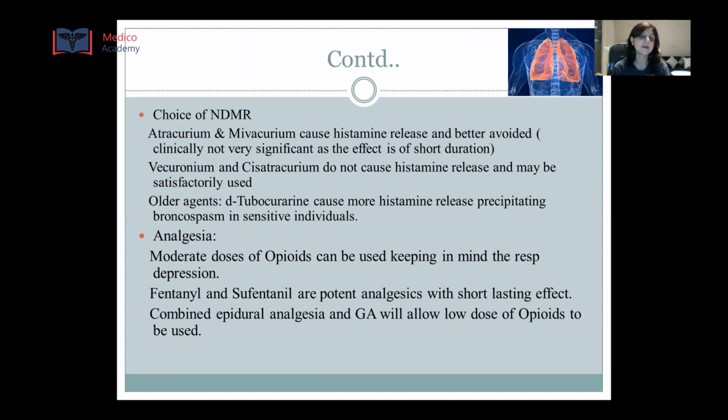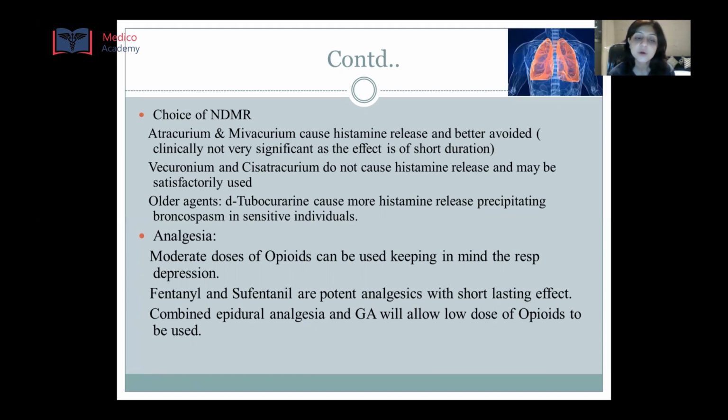Now, choice of NDMR, the non-depolarizing muscle relaxant. We know that atracurium and mivacurium cause histamine release and are better avoided, though clinically it's not very significant as the effect is of very short duration. Vecuronium and cisatracurium do not cause histamine release and may be satisfactorily used. In older times we used D-tubocurarine, which caused more histamine release, precipitating bronchospasm in sensitive individuals.